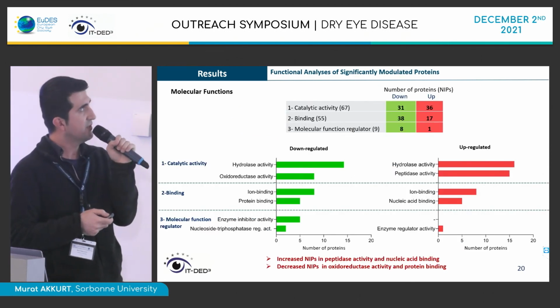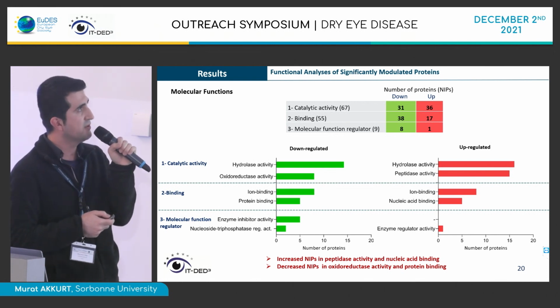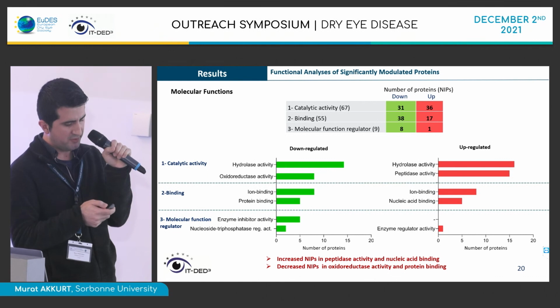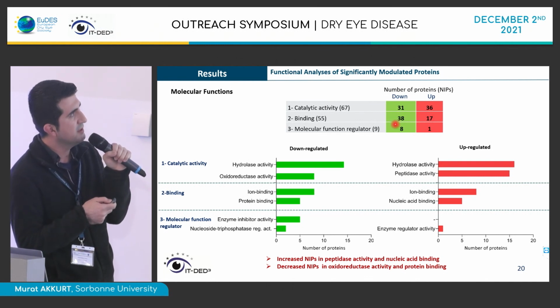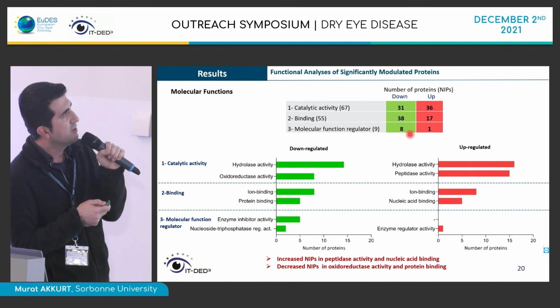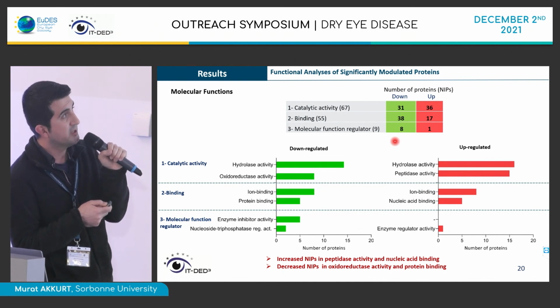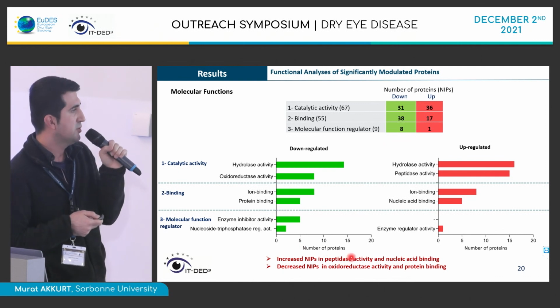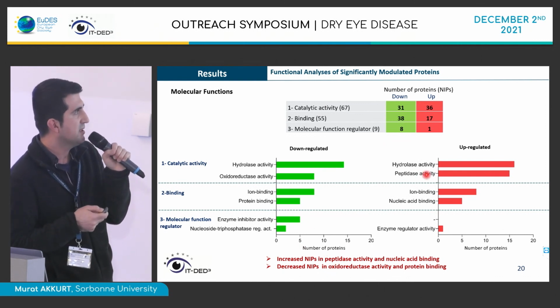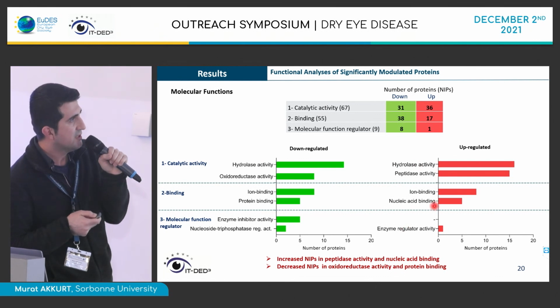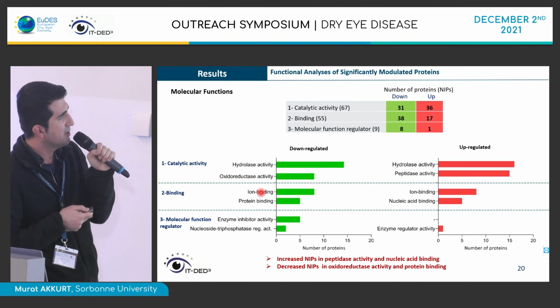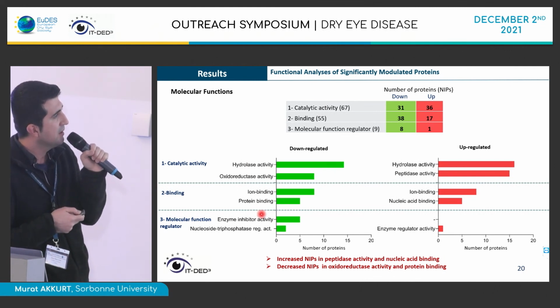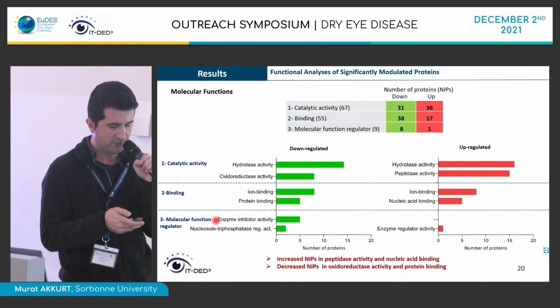As a second classification, we analyzed the molecular function of these proteins. We see a high number of modulated proteins in catalytic activity, and in binding activity, we see the majority of these proteins were in the downregulated part. Molecular function regulators such as protease inhibitors were also downregulated. So to sum up here, peptidase activity and nucleic acid binding proteins were upregulated, while proteins involved in oxidoreductase activity and protein binding were downregulated in this group.